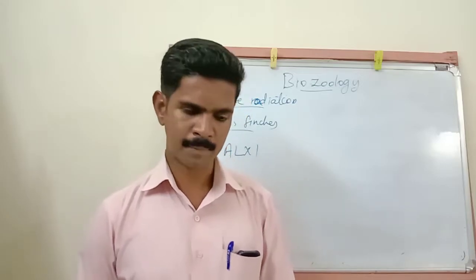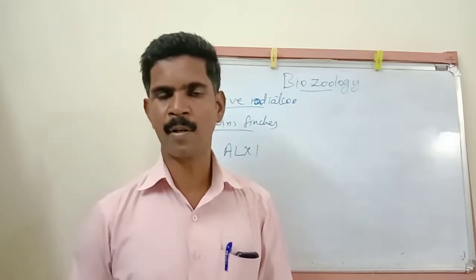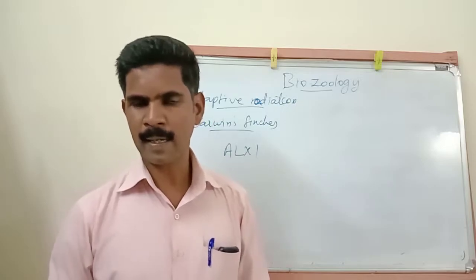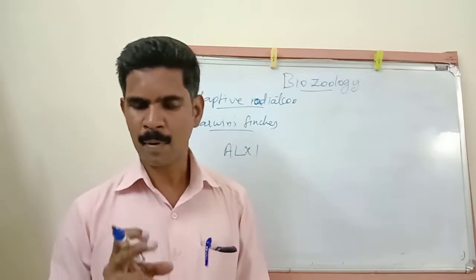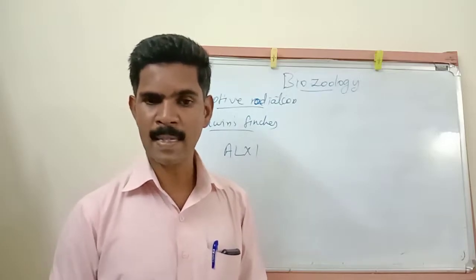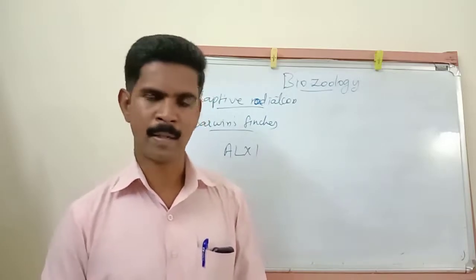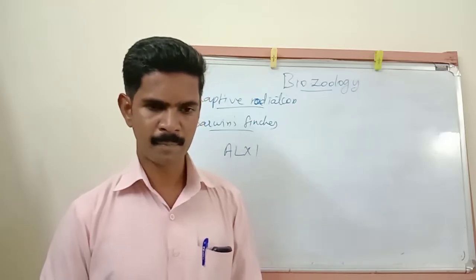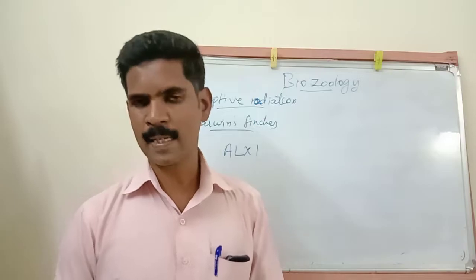Understand? Then the second example for adaptive radiation is marsupials in Australia and placental animals in North America. This is the second example.